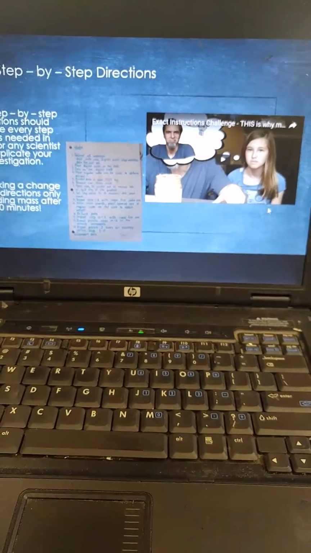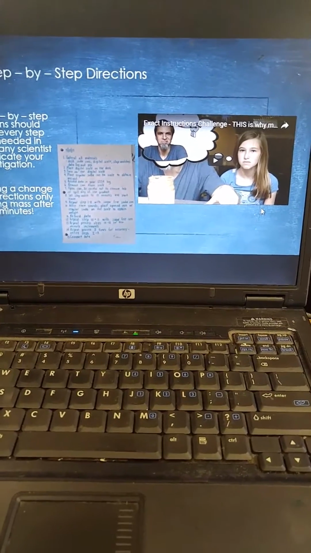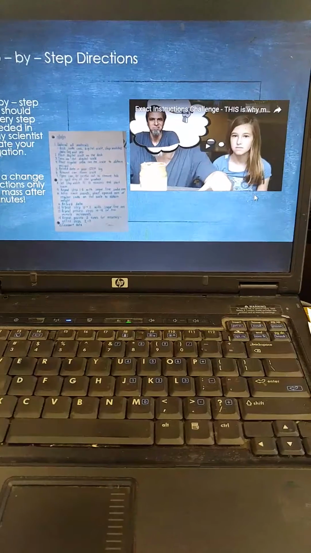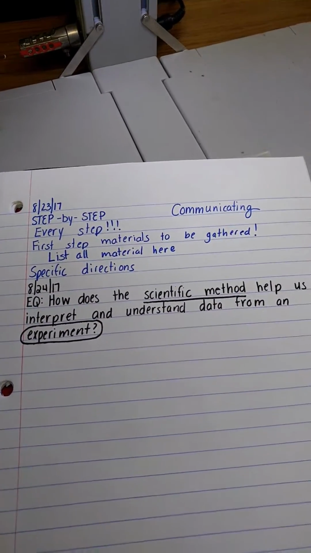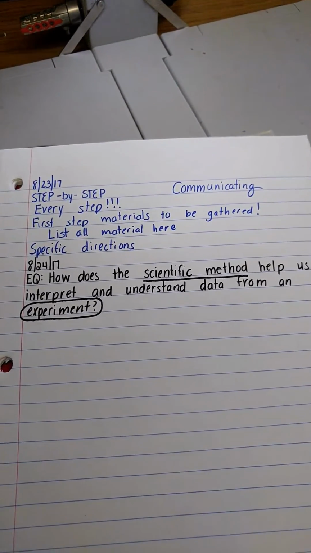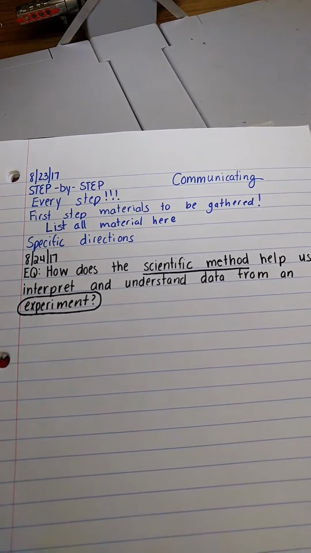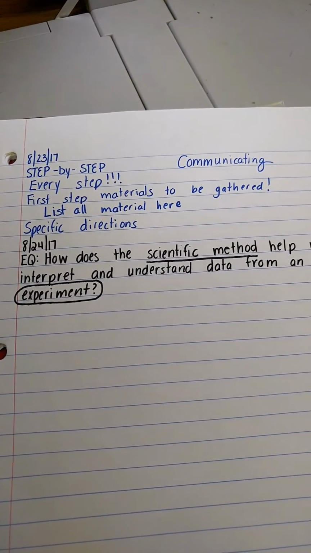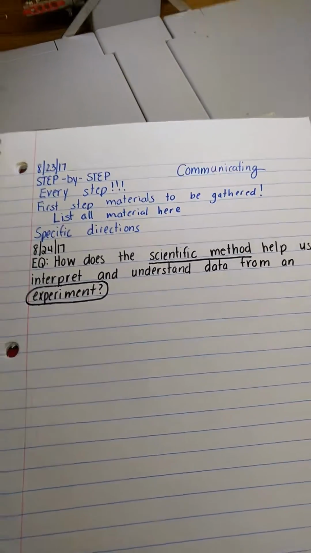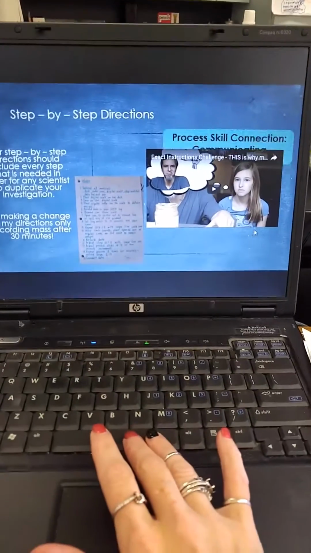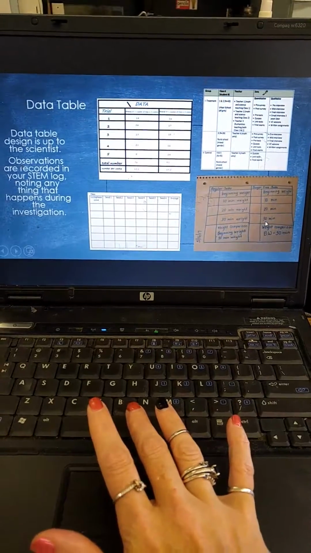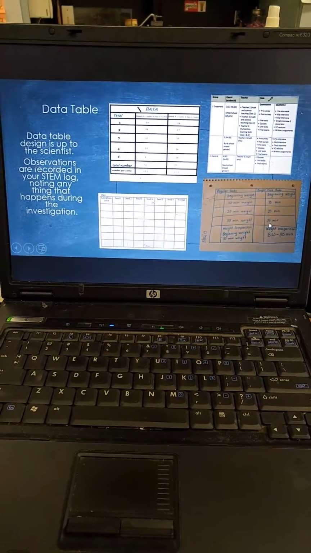I actually learned a lot about giving my children instructions, because when things don't get done right, I have to think, did I give them the instructions to do it correctly? And so here's what we took notes yesterday, step by step, every step. That is a communicating standard. First step, materials is always to be gathered. You need to list out all your materials here and be specific. And that is what we did yesterday. So today's video, the children will be able to tell you about.